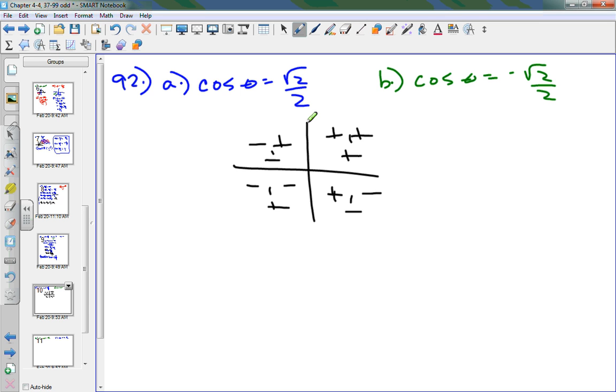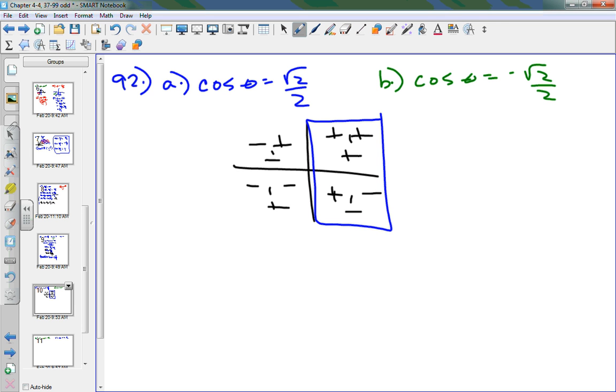Sine, cosine, and tangent values in each quadrant. Agree? Okay. What quadrants have a positive cosine? 1 and 4. So I'm going to be in quadrant 1 and 4 if I have the square root of 2 over 2 positive. Do we understand that?